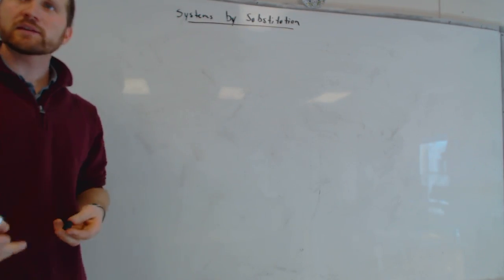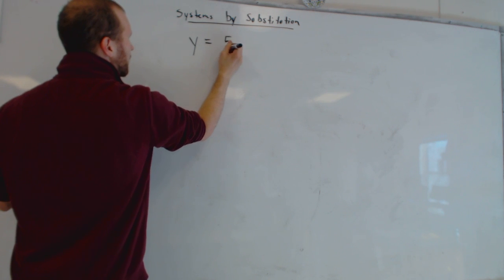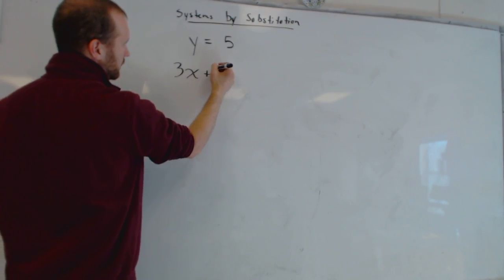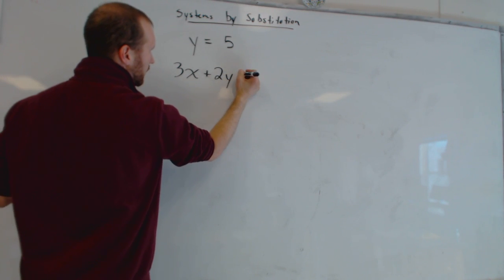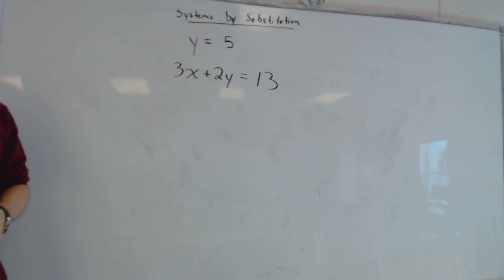Let's look at this one. This one's actually going to be simpler. So let's say I have this: y equals 5, and 3x plus 2y equals 13. Here are my two equations. So write those down. Show me what you think the first step is in your notes.